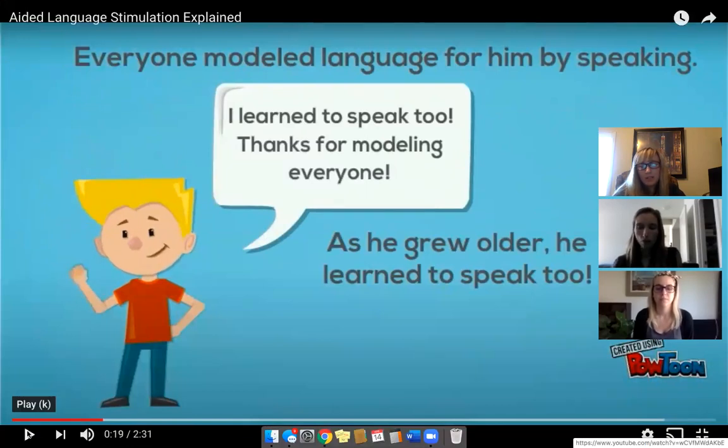So that's similar to what Amanda said. Typical children learn language by their parents modeling language orally.